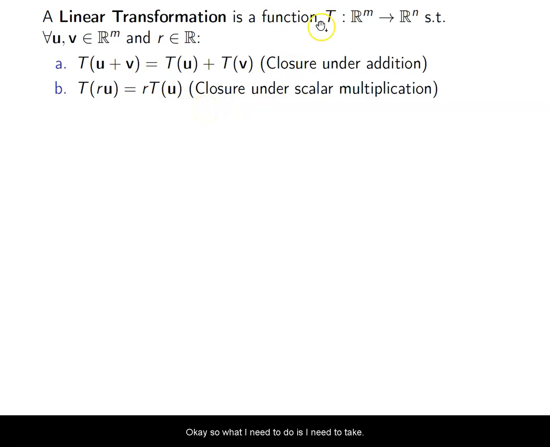Okay, so what I need to do is I need to take 2 elements from my domain and show that when I send them under my transformation to my range, that this property holds. So if I take two vectors and I do this to them inside of the transformation, it'll be the exact same thing if I were to do a transformation of one and the transformation of the other and add them together. I should get out the exact same thing. I also need to show this closure under scalar multiplication. So I need to show closure under addition and closure under scalar multiplication.